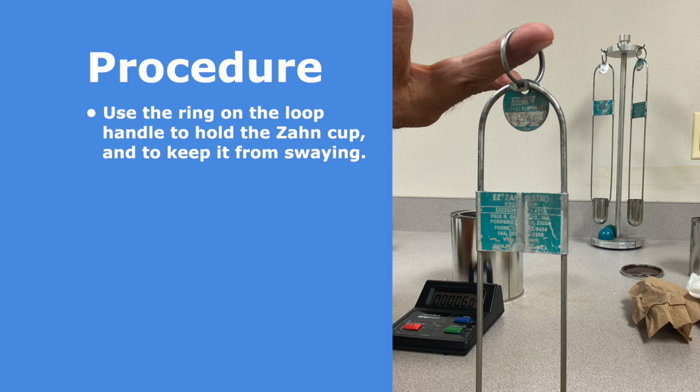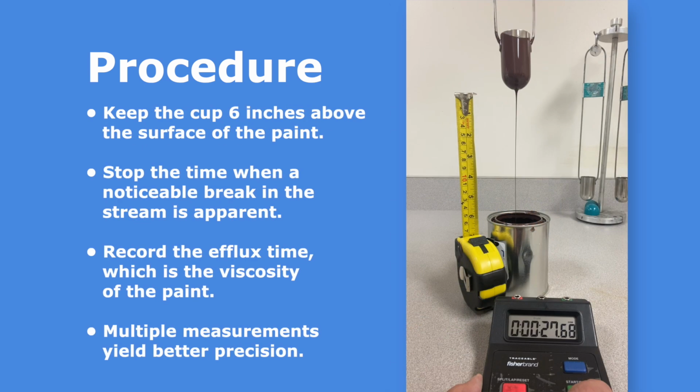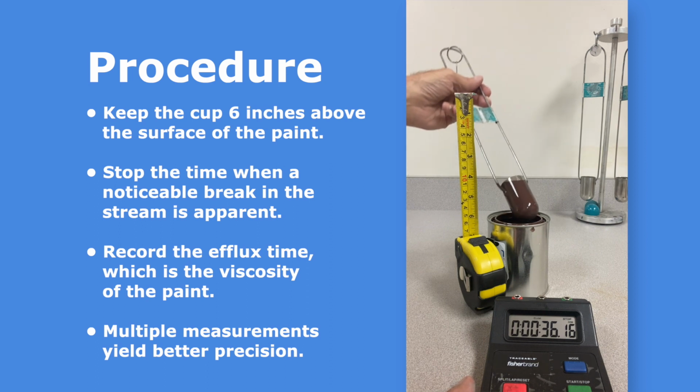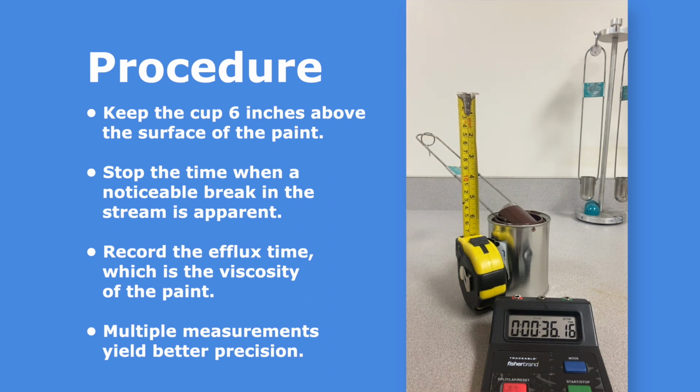Most manufacturers equip the cup with a ring through the loop handle. Holding the cup by this ring will help to ensure that the cup hangs vertically. During the time of flow, hold the cup vertically no more than 15.2 centimeters or 6 inches above the level of the liquid. Stop the timer at the first definite break in the stream at the base of the cup. The efflux time in seconds constitutes the viscosity.